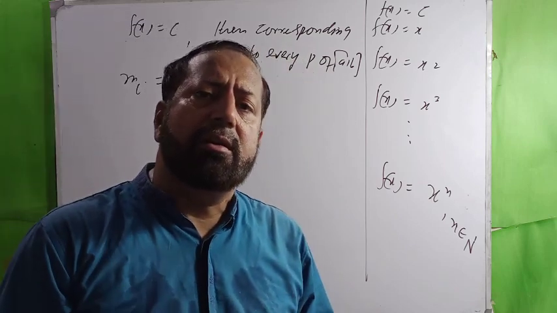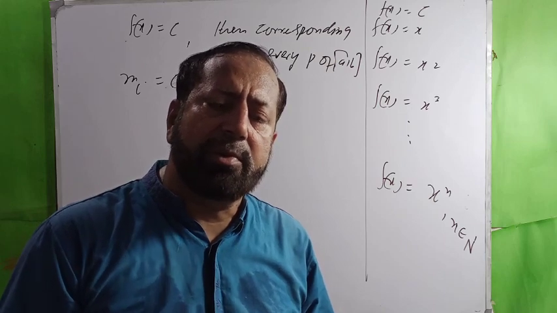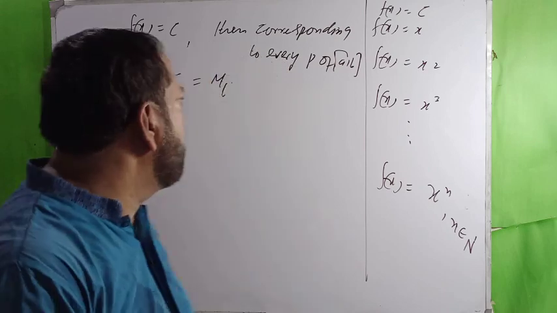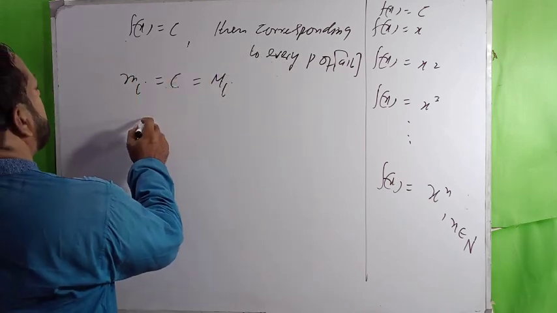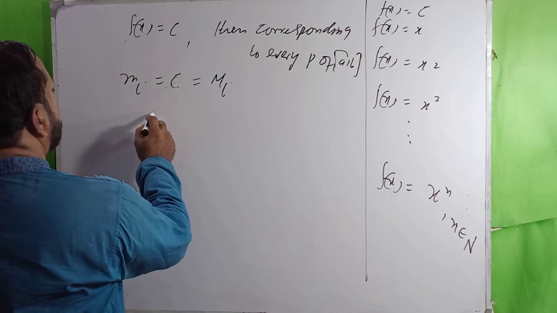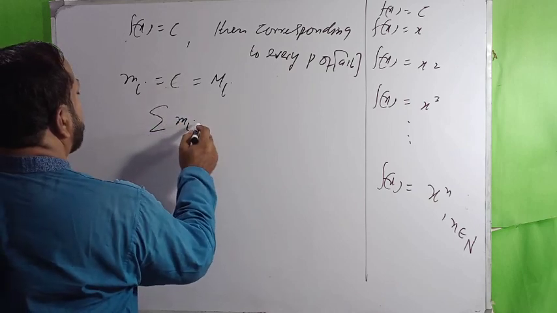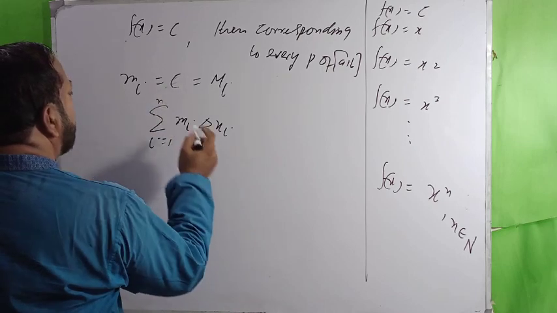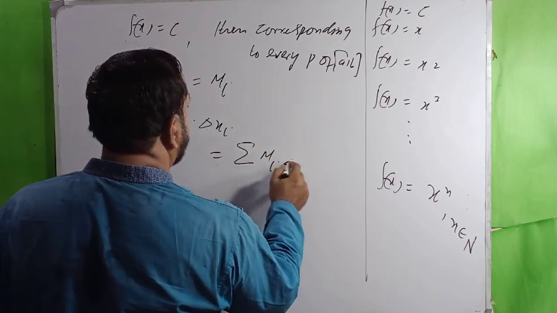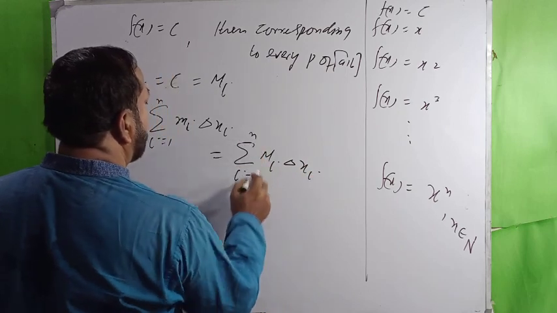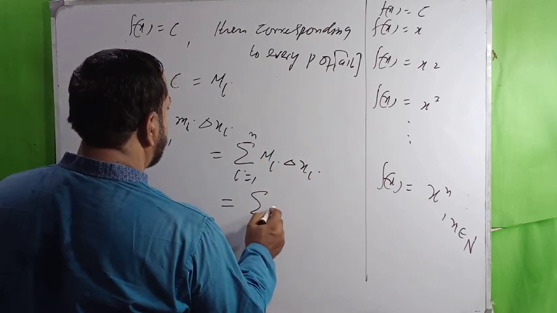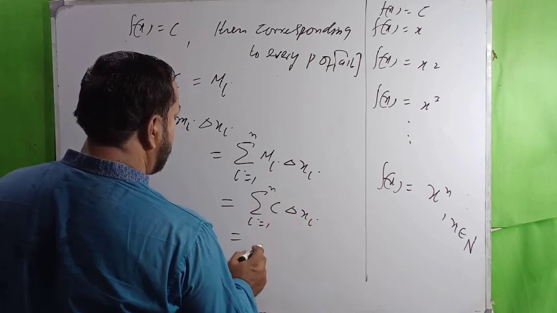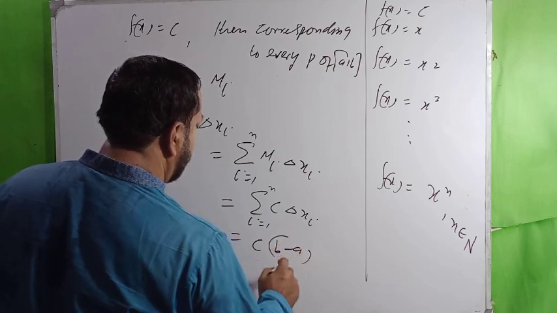That's why all sups corresponding to subintervals must be c, and all infs corresponding to every interval must be c as well. So the lower integral is summation mi delta xi, i from 1 to n, which would be equal to summation capital Mi delta xi, i from 1 to n, which would be equal to summation c times delta xi, i from 1 to n, which would be equal to c times (b minus a).